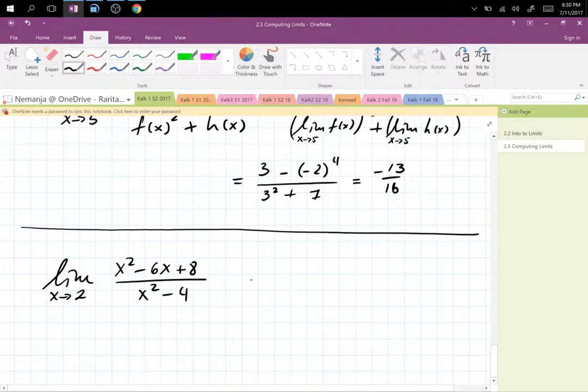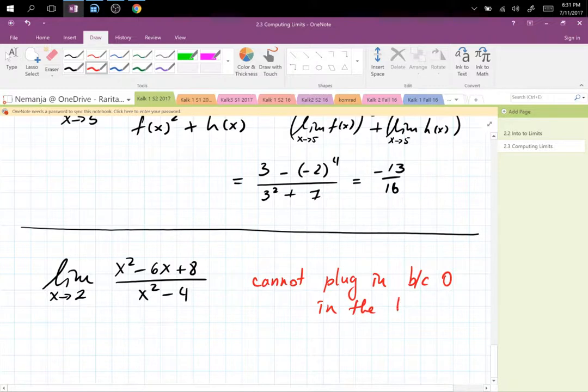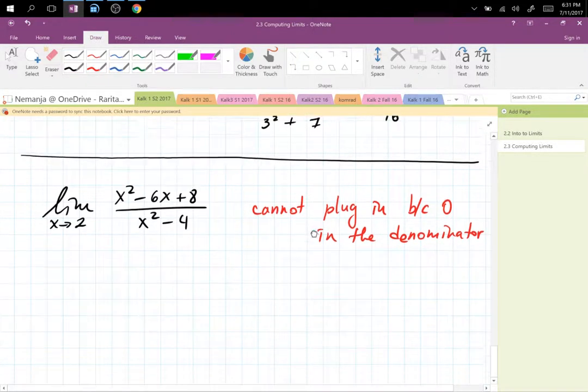The first response is to plug in the value and be done. However, 2 squared is? Minus 4 is? So we have 0 in the denominator. Can we plug in? Nope. So I'm just going to write it here in blood. Cannot plug in, because 0 in the denominator. So we cannot plug in. That means that we have to use something else.